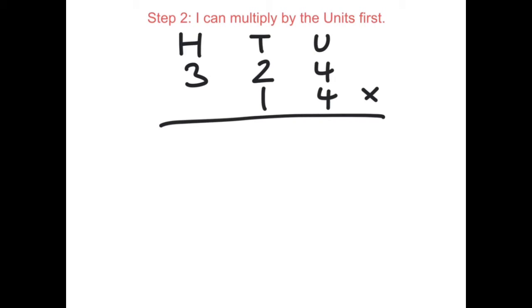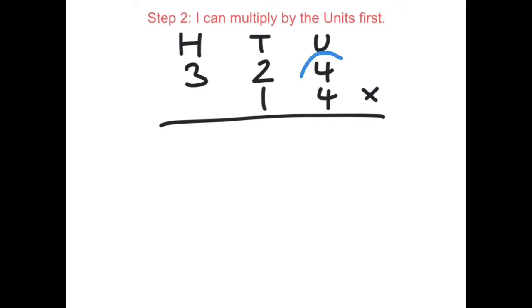Alright, so on to step 2. I can multiply by the units first. So what that means is we're going to multiply this entire number by the units here, which is 4. And I can't emphasize enough how important it is that you keep practicing your times tables, because even if you can do long multiplication, if you don't know your times tables, you're really going to struggle.